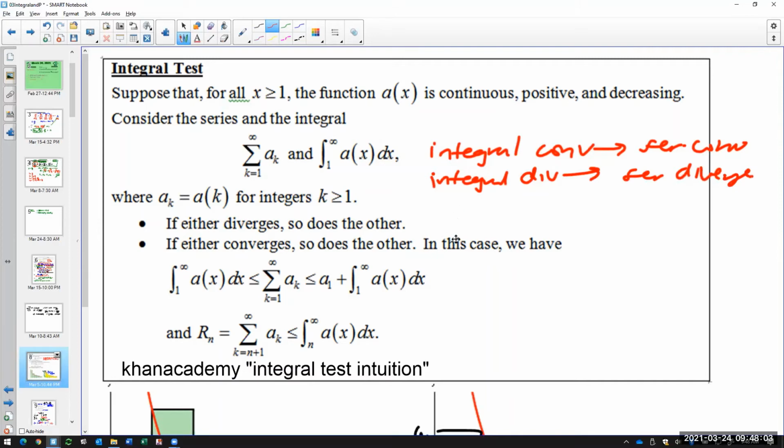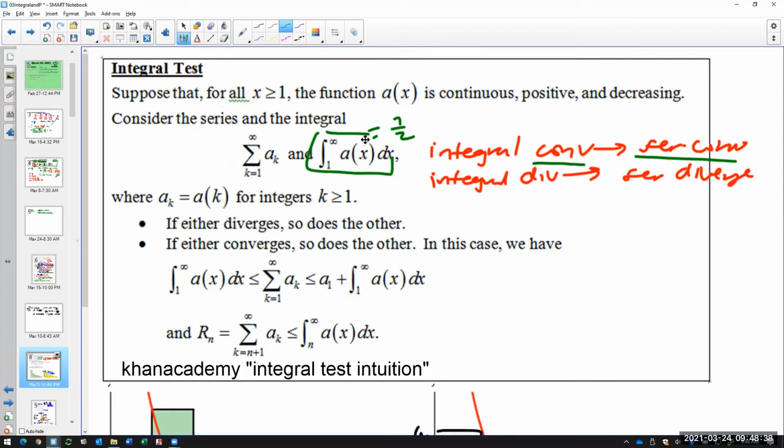I always think of that as they walk hand in hand. If your integral diverges, your series will diverge. If your integral converges, your series will converge. So for example, if I take the integral and I get an answer of 1/2, that would mean my integral converged, and that would mean my series converges. Does that make sense? Now here's where students go wrong. They say, oh, if this is equal to 1/2, that means the sum is equal to 1/2. And that is not true. It could be true, but it's not necessarily true.